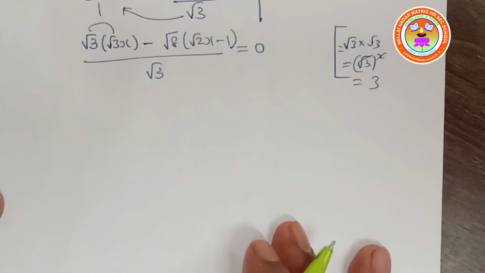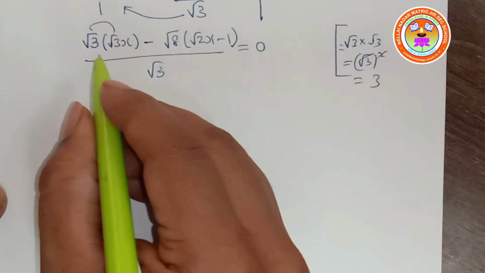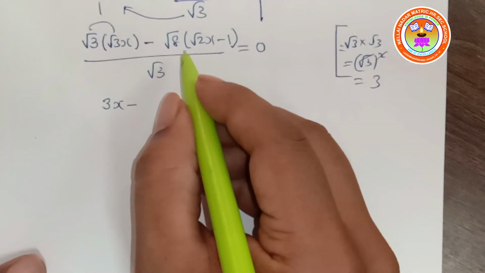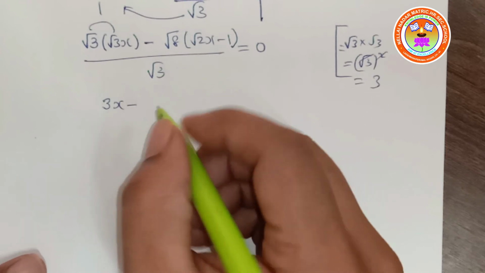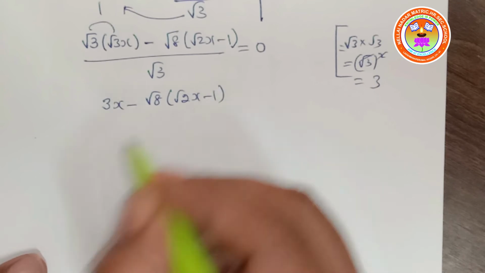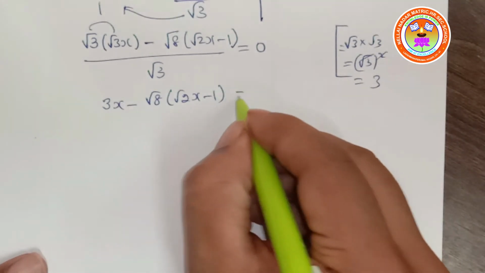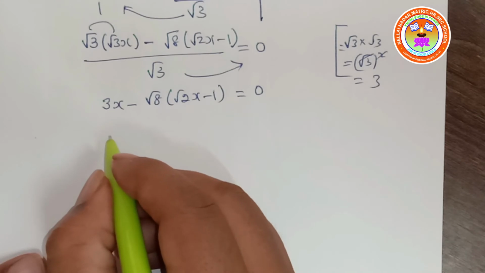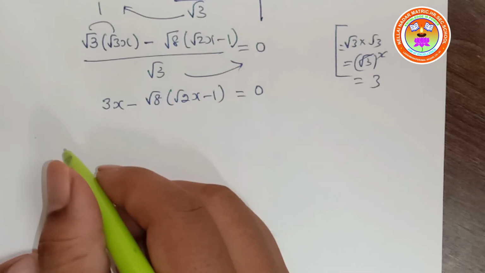Now root 3 into root 3, 3x minus root 8 into root 2x minus 1 is equal to root 3 into 0, that is equal to 0. It's clear, children?